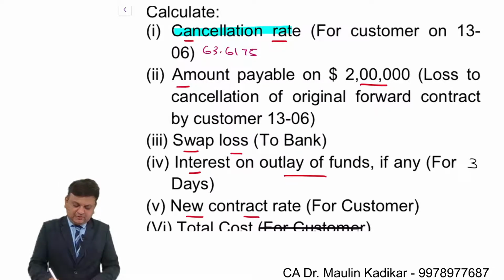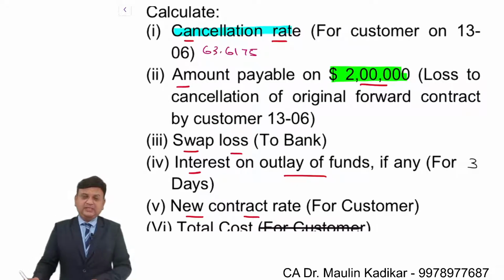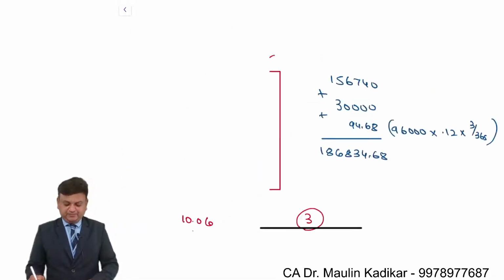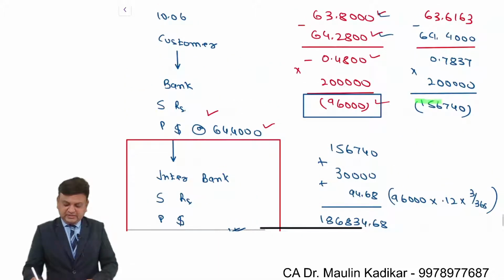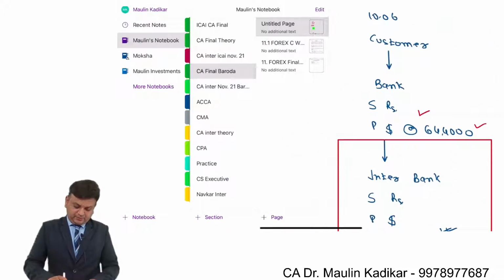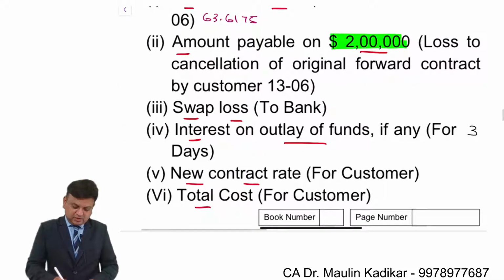Second is the amount payable on 2 lakh dollars. It means the amount of the loss that we are going to recover from him immediately, 156,740. That is the amount that we are going to recover from him. So here it is rupees 1,56,740.